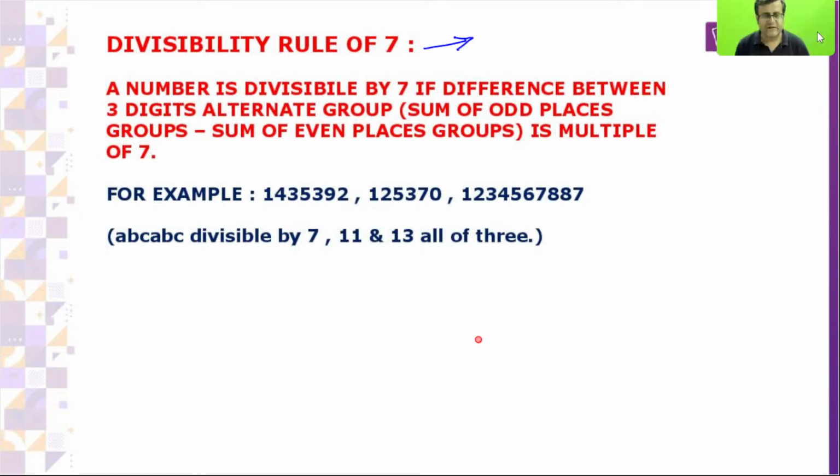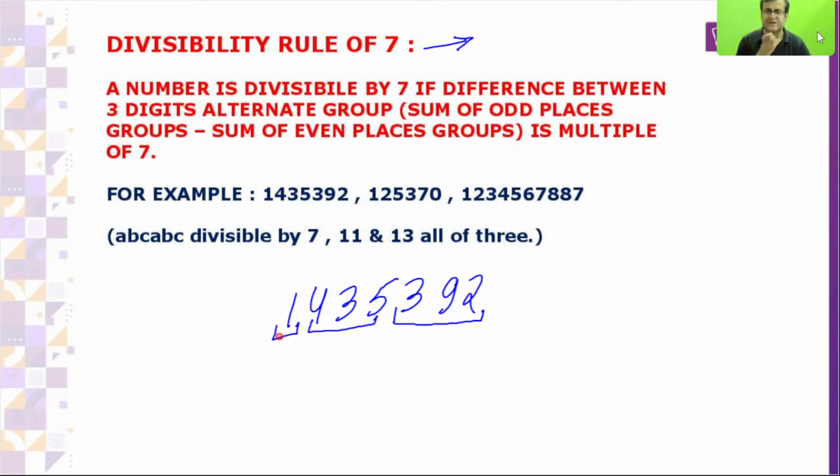This number is given: 143, 53, 143, 5392. What you are supposed to do is make 3-digit groups from the back side. 3 digits, then again 3 digits, then whatever is left. In the end, either 3 digits, 2 digits, or 1 digit may be left, depending upon the number. Okay, what you are supposed to do.